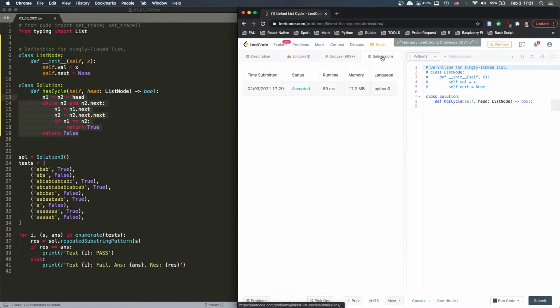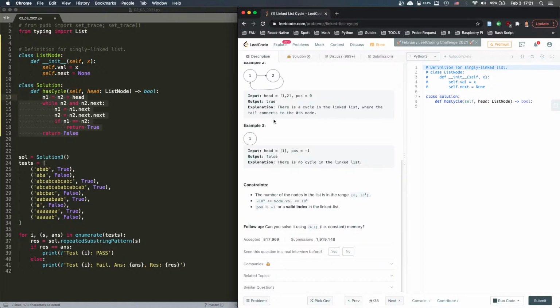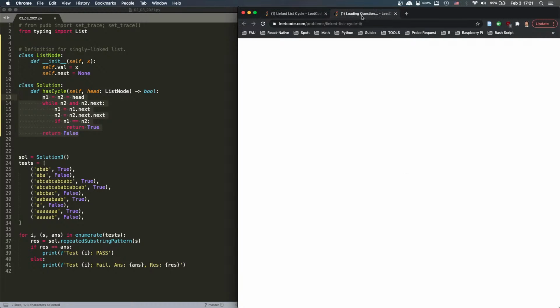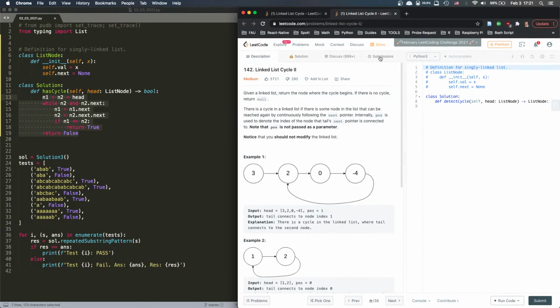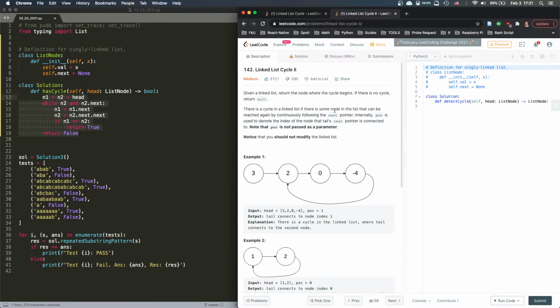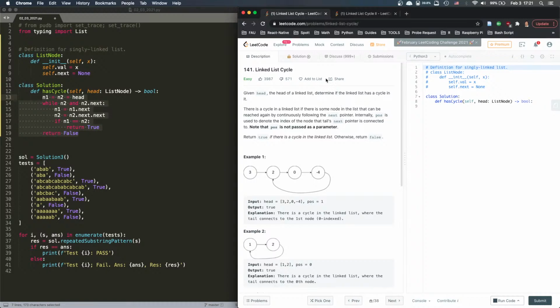Wait, what the heck? I didn't do it before? I thought I definitely did. I think I probably did some. Did I do this one? Linked list cycle 2? Oh, I did this one, the cycle 2. Wait, what's the difference between the two? All right, that's interesting. Let's take a look at this later. But for this one, it's a very straightforward, easy question.